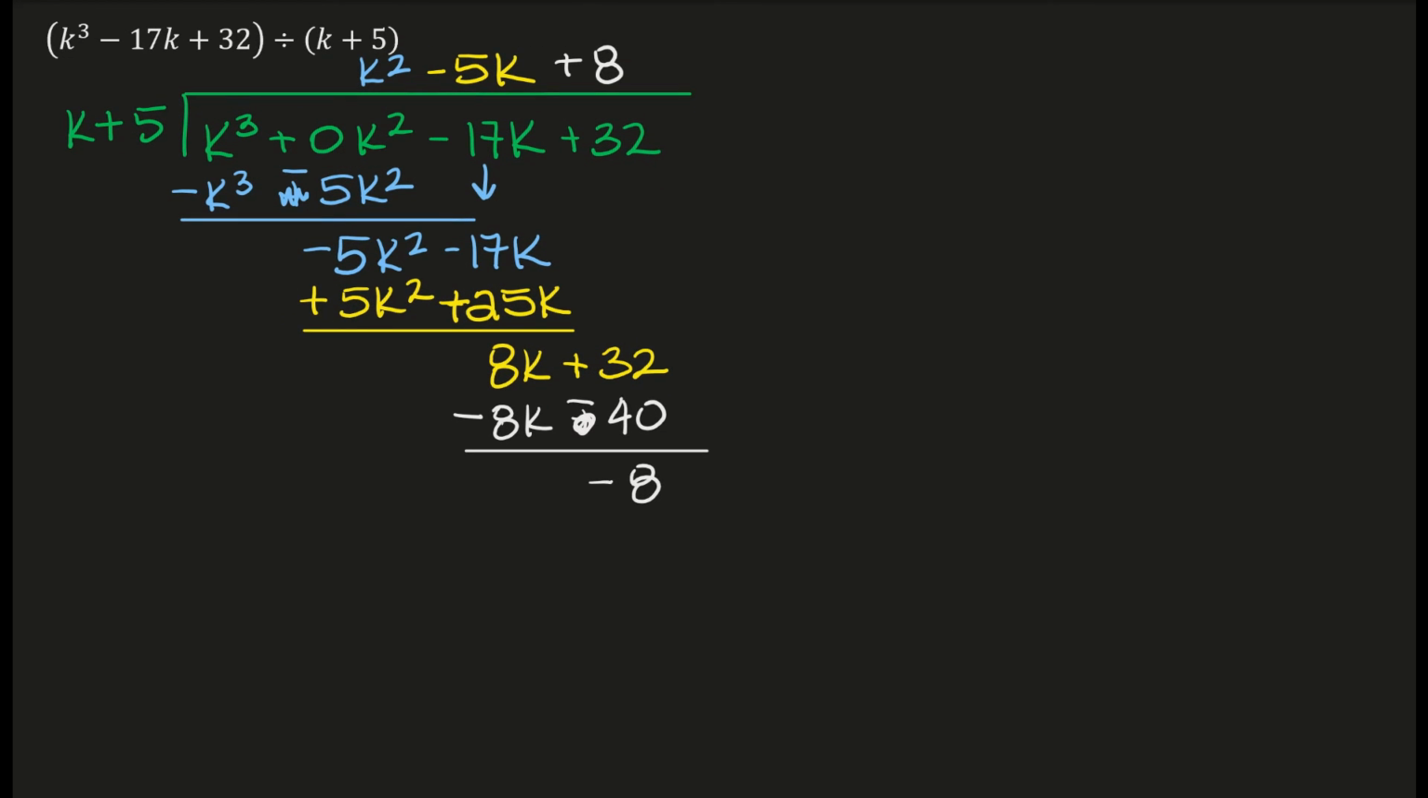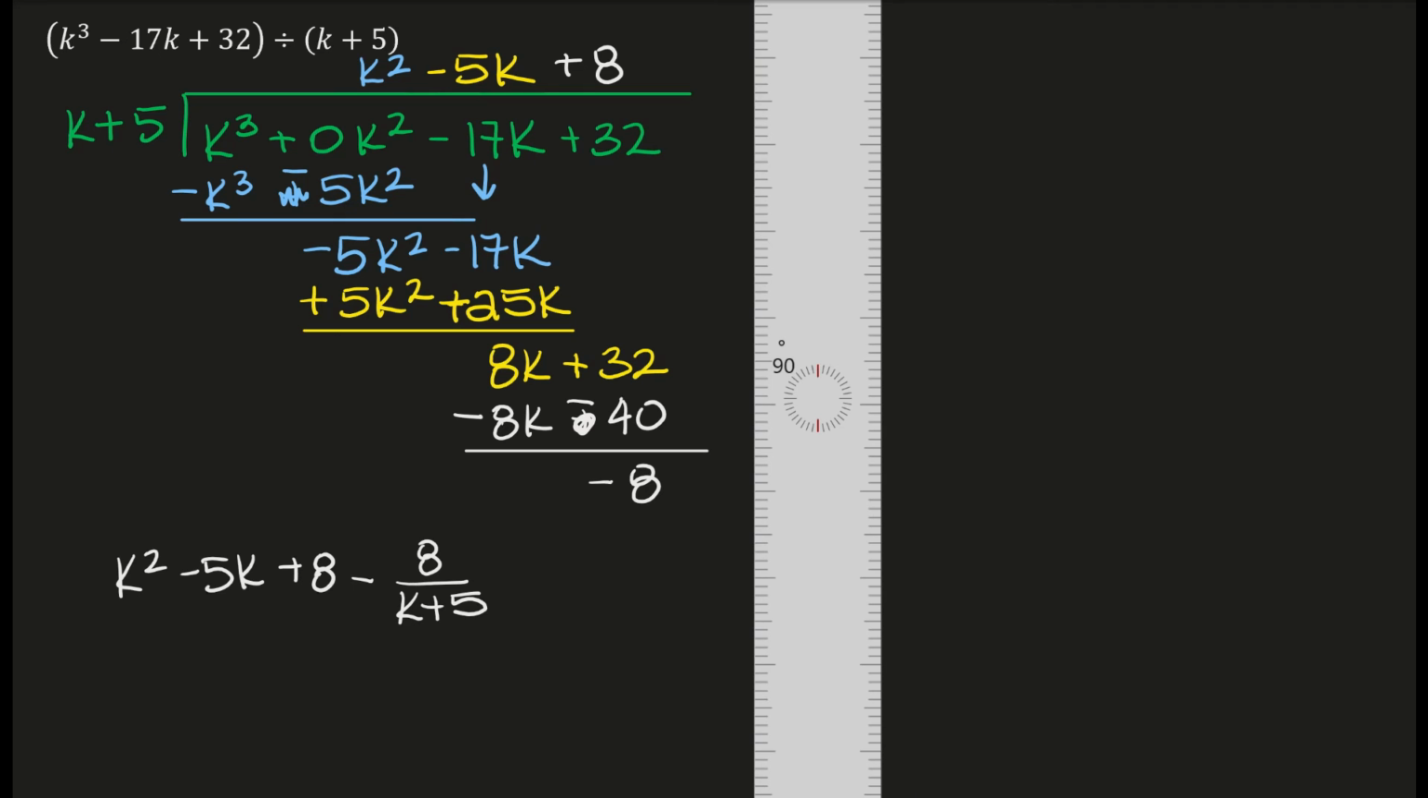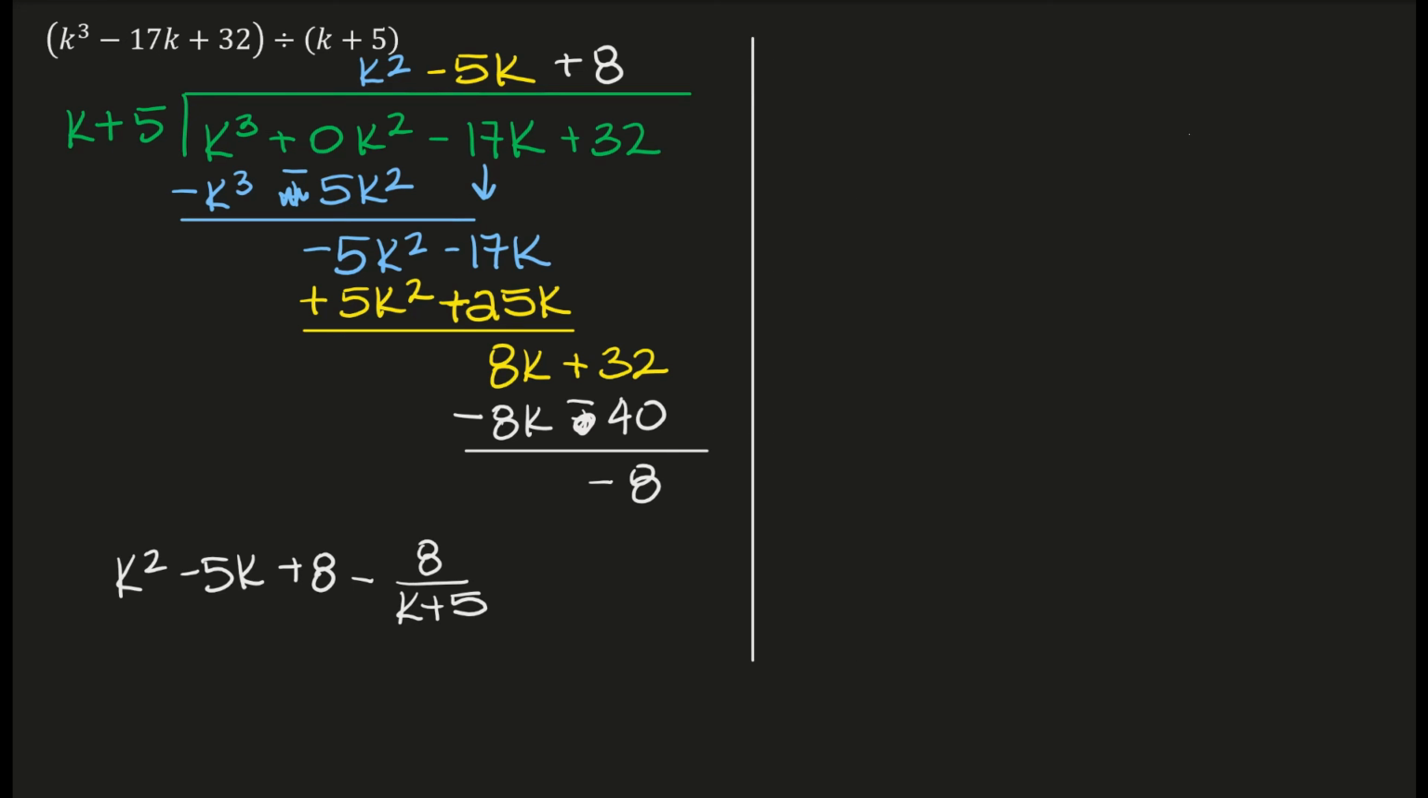So my solution here would be k squared minus 5k plus 8. My remainder here is negative, so I'll say minus 8 over what I divided by, k plus 5. Now, the process is going to be the exact same for synthetic division. You still are going to include that 0k squared. So you're almost using the coefficients from your long division problem here.